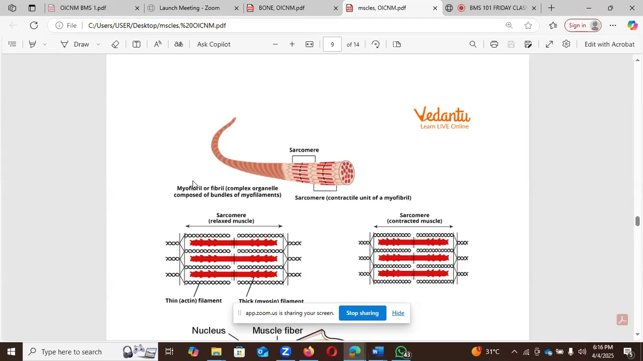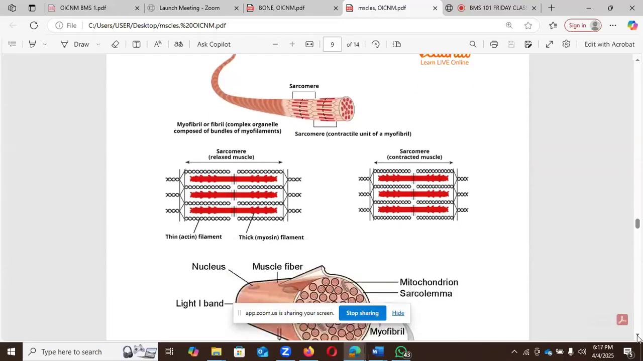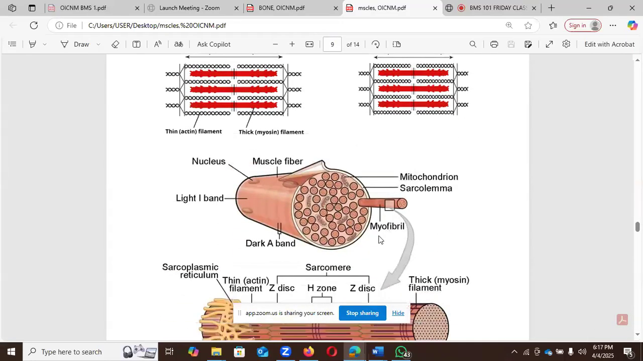Okay. Fatima, I hope you can see my pen. You can see it. Myofibri. And the functional unit of a myofibri is a sarcomere. The functional unit of a muscle is a myofibri, and the functional unit of a myofibri is a sarcomere. You see, this is a myofibri, single muscle. In a myofibri, you have a sarcomere.